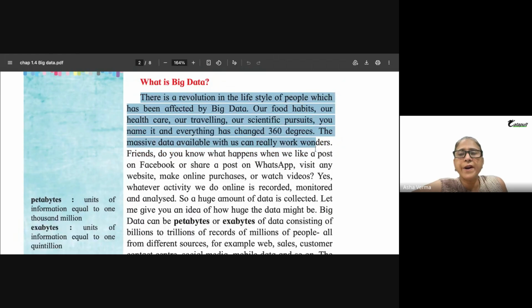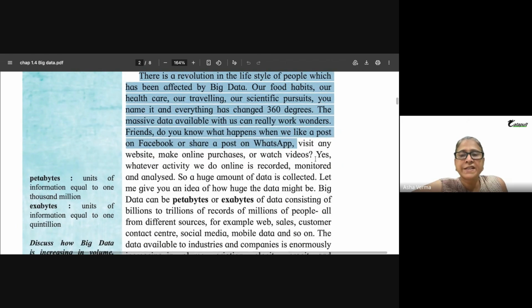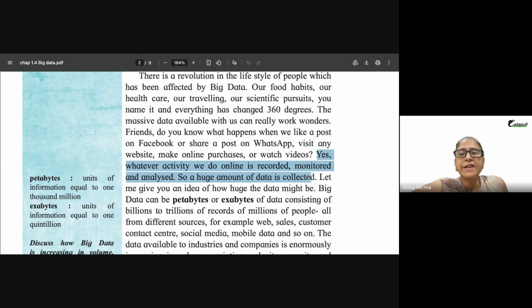Friends, do you know what happens when we like a post on Facebook or share a post on WhatsApp? Visit any website, make online purchases, or watch videos? Yes. Whatever activity we do online is recorded, monitored, and analyzed. So a huge amount of data is collected. So when you like a certain kind of videos or a certain kind of product, the websites are collecting data, and on the basis of that, they are planning their future course of action.